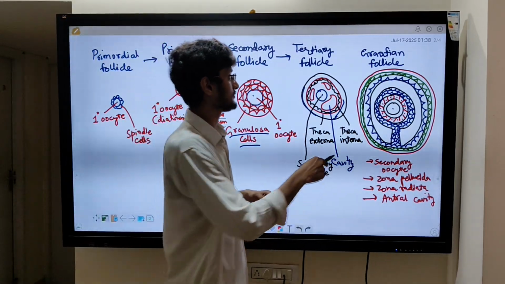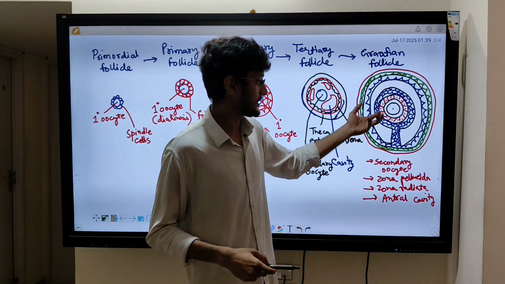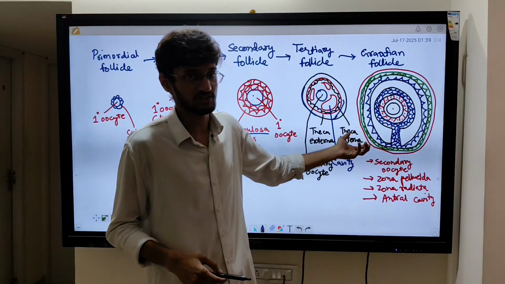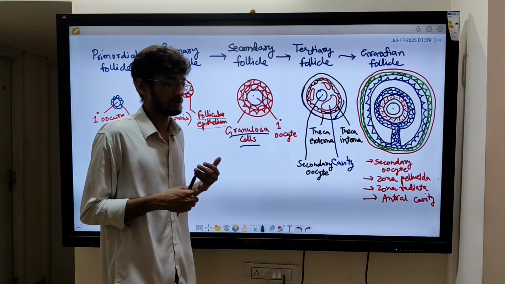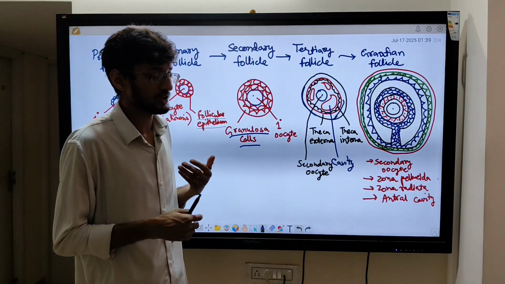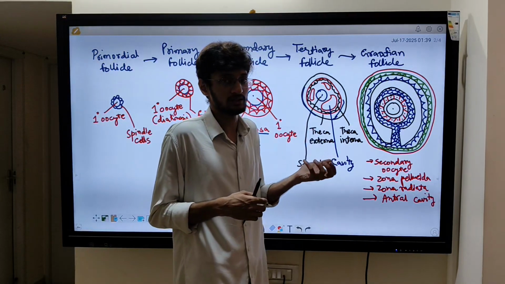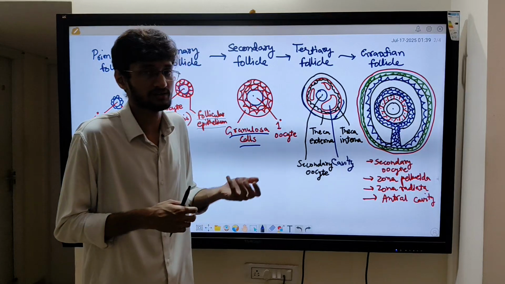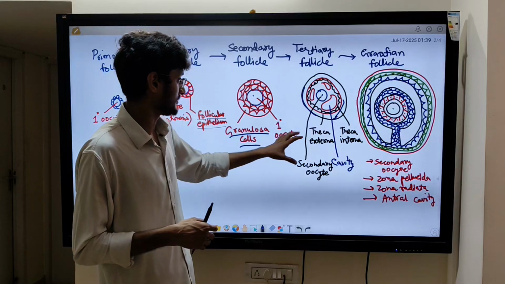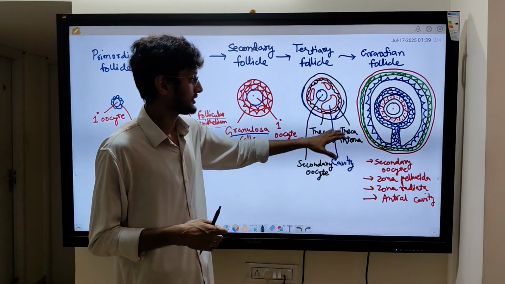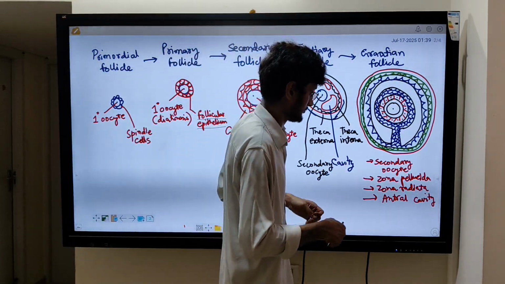And finally, we have the Graafian follicle, in which multiple layers develop. But you only need to keep in mind that it still has a secondary oocyte inside, and this will only develop into an ovum as soon as the sperm enters the secondary oocyte. Then it divides and forms the ovum as well as the second polar body. The first polar body was formed in the tertiary follicle, and the second polar body forms at the time of fertilization, and the ovum is also formed.